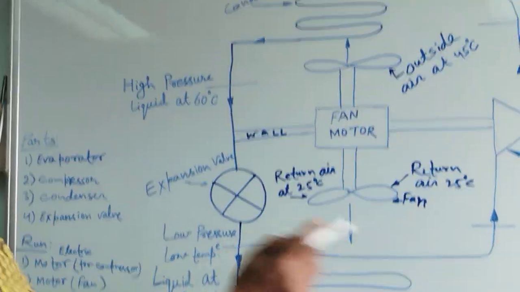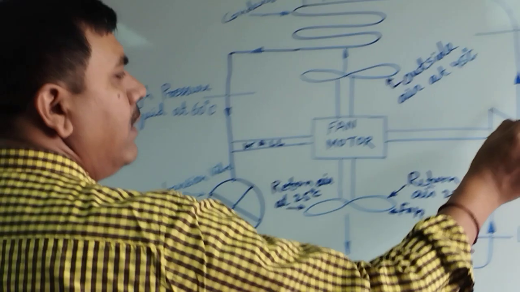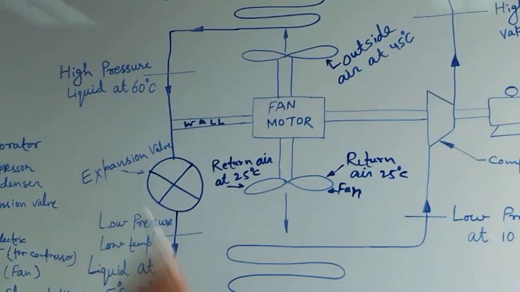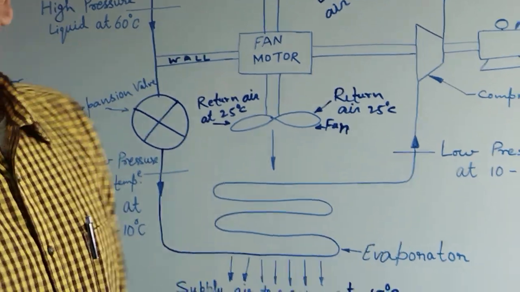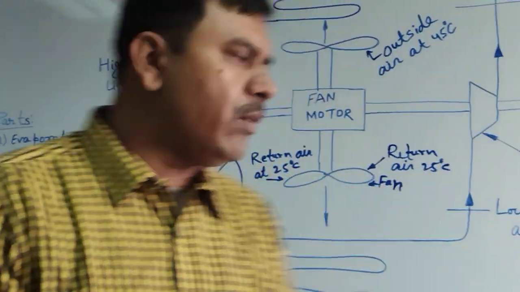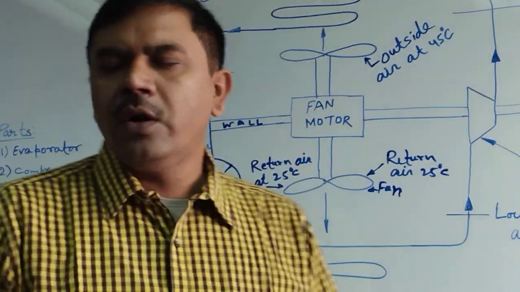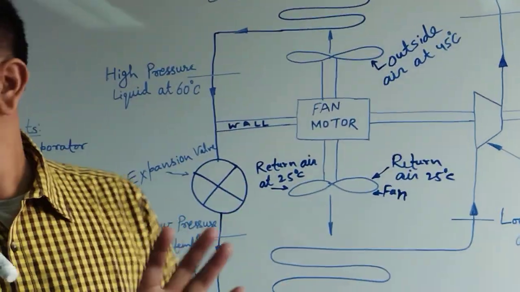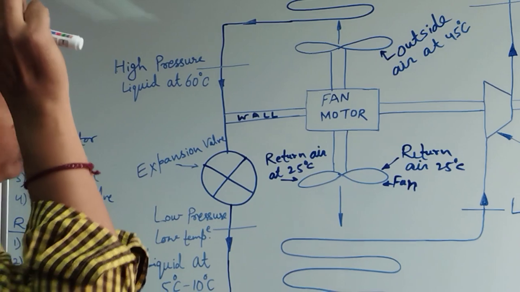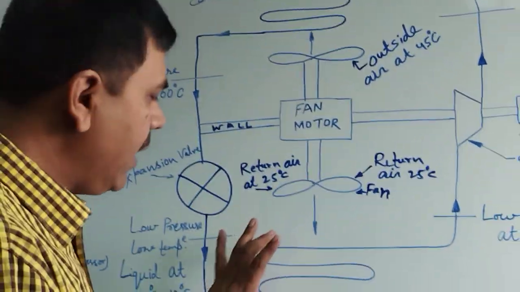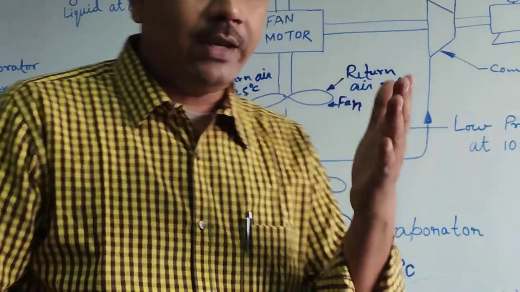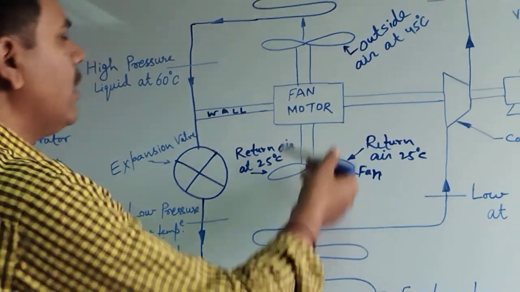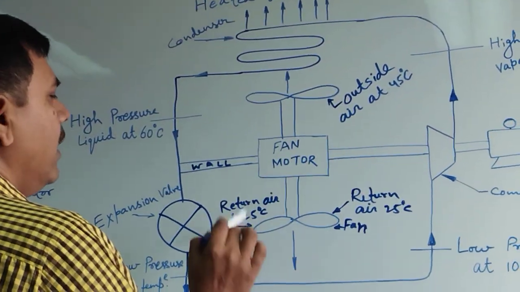There are four parts: evaporator, compressor, condenser and expansion valve. This is the requirement, because with these four parts we can note the complete cycle of the AC work. Now first we go to the evaporator. The evaporator has a fan which will rotate continuously.